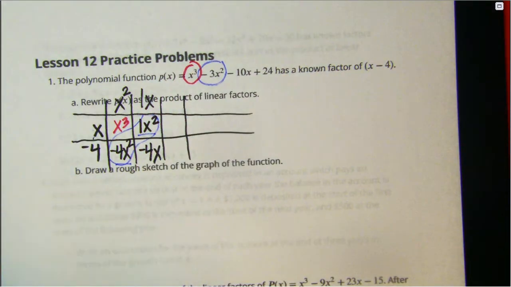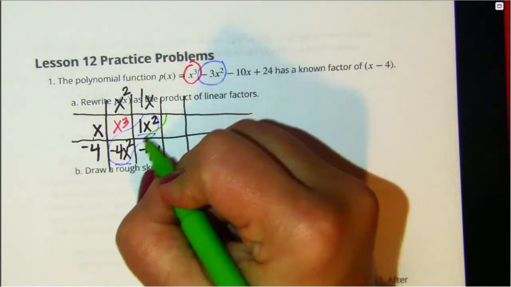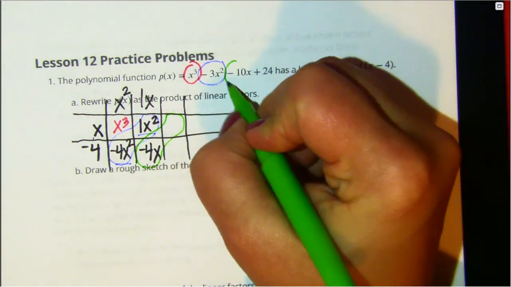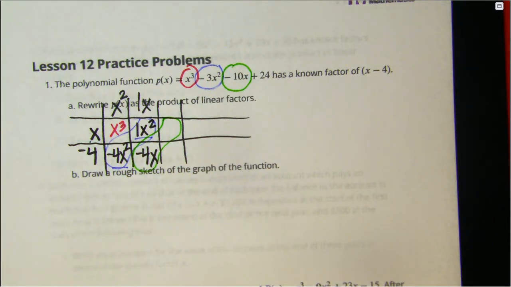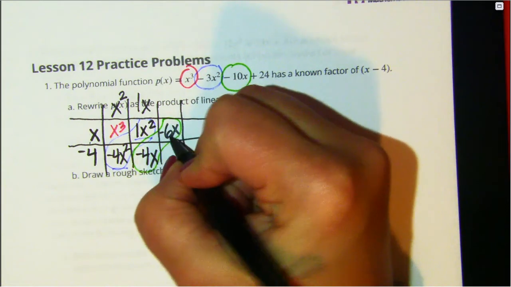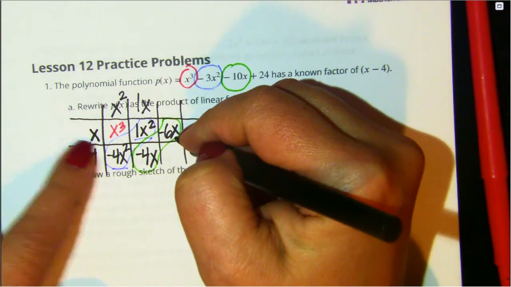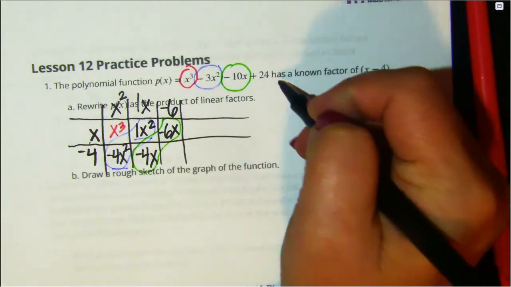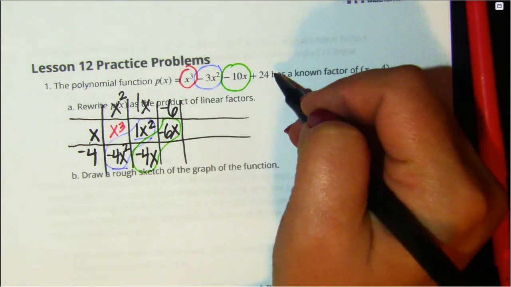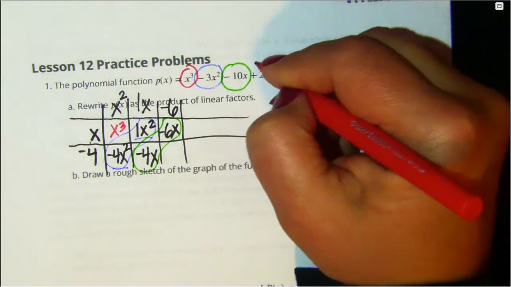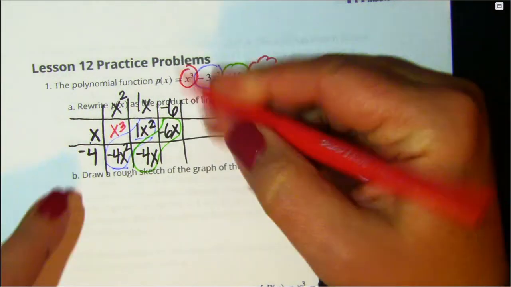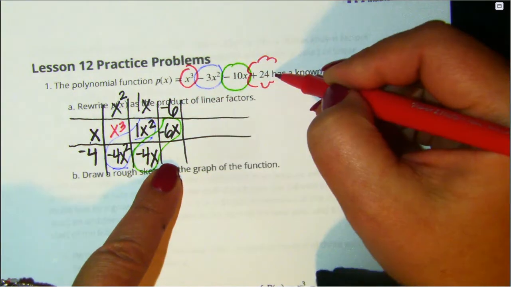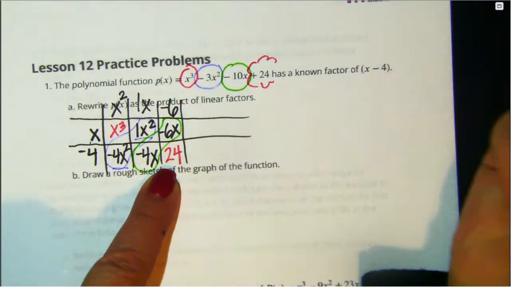New color. These two make this. So negative 4x and what would make negative 10x? Negative 6x. So x times what makes negative 6x? Negative 6. And even though a lot of people will put the constant in, I like to use it as a check. If I am correct at the very end, my last two terms better multiply to that constant. Yep. So that means I've divided correctly.